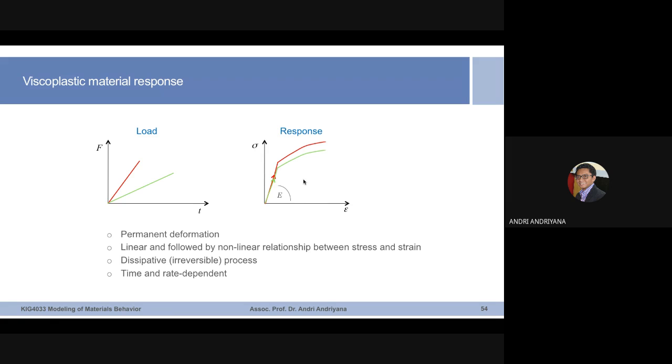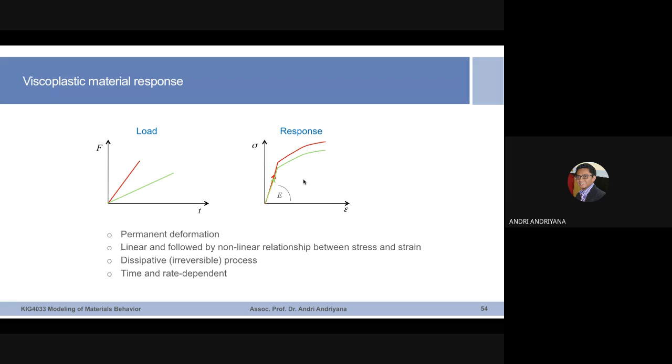What does it mean? It is similar to plasticity, except that the stress strain curve depends on how fast you load the material. If you load relatively slowly, you have one stress strain curve. If you load it at a faster rate, you have another stress strain curve. So usually the yield strength is affected by how fast you load the material. And this is called viscoplastic material response. You will find this kind of response in metals at relatively high temperature.